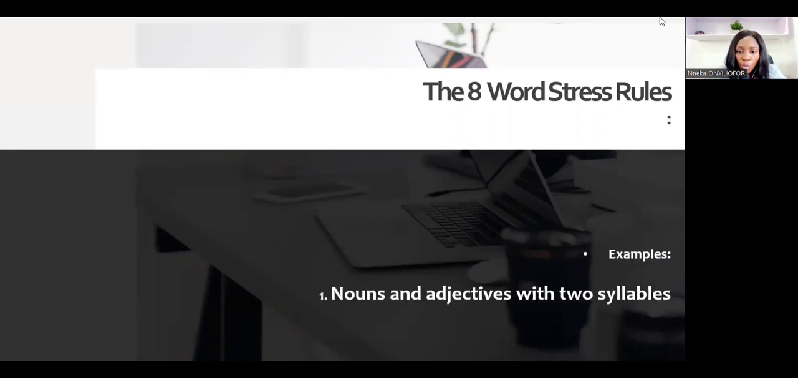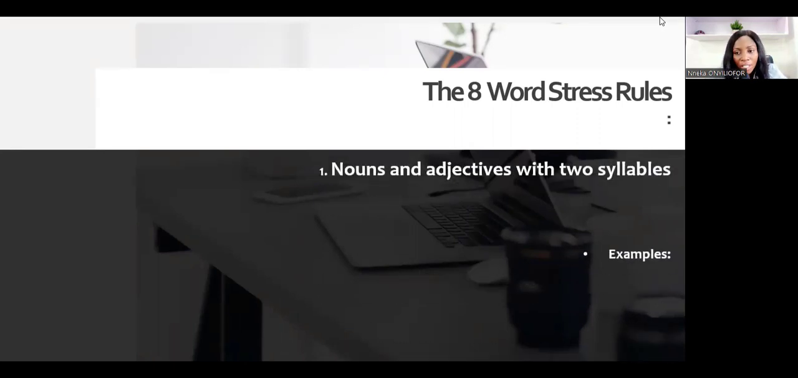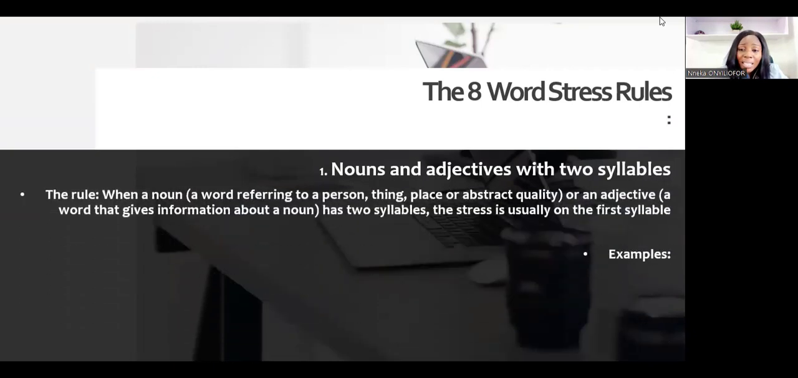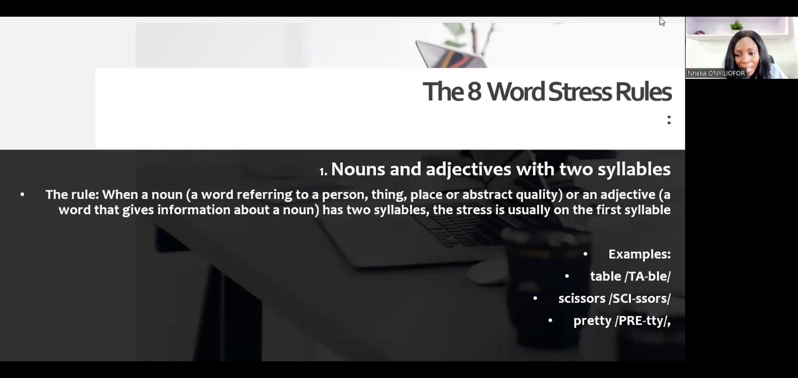So let us go into the 8 rules of word stress. The first one is nouns and adjectives. Nouns and adjectives with 2-syllable words often have their first syllable stressed. Let's see examples. Table is a noun. Scissors is a noun and a 2-syllable word. Pretty is an adjective. Clever is an adjective. All of these words are stressed on their first syllable.